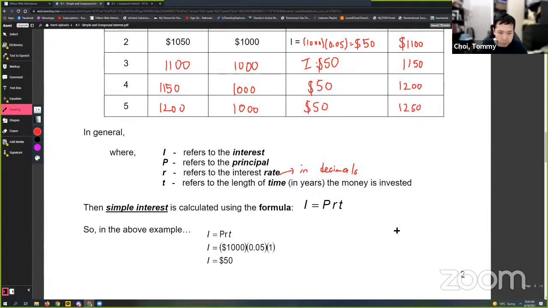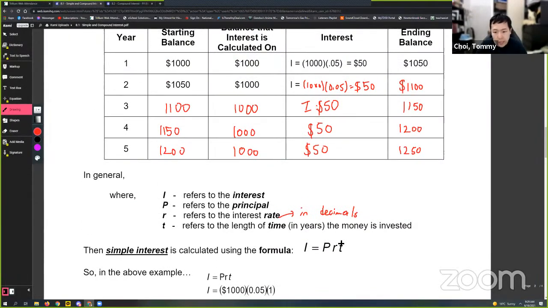Okay, so for example here, if we plugged it in using the formula, our principal was $1,000, rate was 5%, and if we said 1 year, it would be $50. If we do 5, it would be $250, so on and so forth. So this calculates just the interest. So if it's asking for the final amount at the end of however many years, you got to add it to the principal. Okay, so we want to make sure we do that.